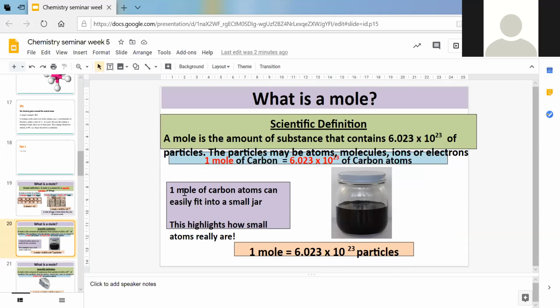So 1 mole of carbon atoms fits into a jar. 1 mole of eggs is 3 times the size of the Earth. So that is how small atoms are, and that's why we don't use kilograms and grams.